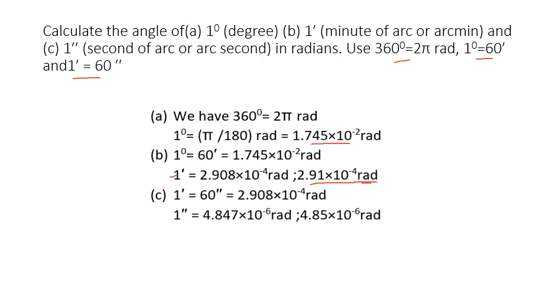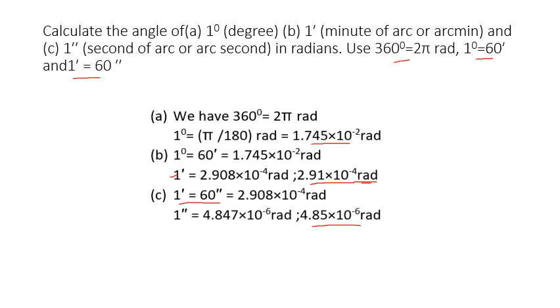Fine. And the last subdivision is 1 arc second. What is the relationship? 1 arc minute is equal to 60 arc seconds. Then what is 1 arc second? Fine. Simple. Divide this value, 2.908 into 10 to the power minus 4 radian divided by 60. You will get 4.85. This is your round off value. 4.85 into 10 to the power minus 6 radian.